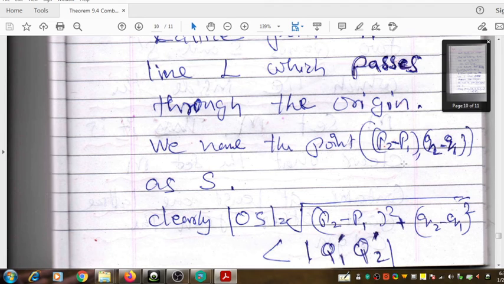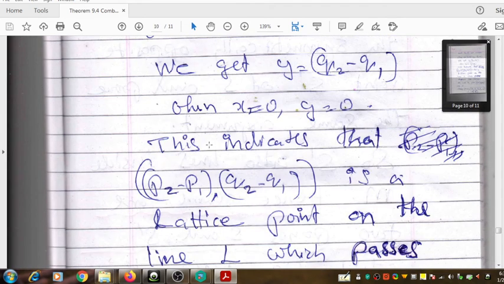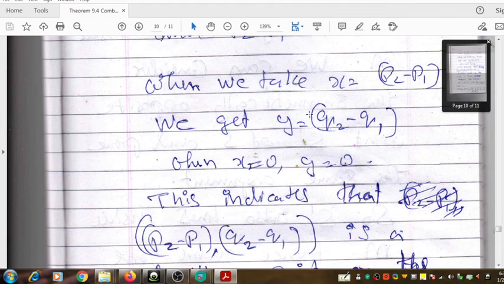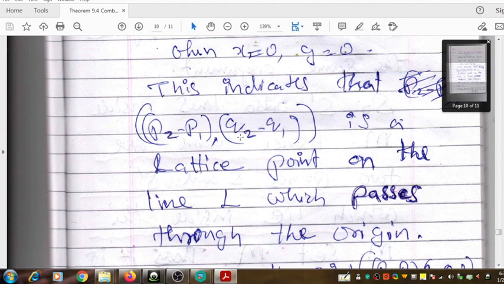We name the point, okay, and we name that point. You can read it here, and this indicates that when x equals 0, y equals 0, and when x equals P2 minus P1, we get y equals Q2 minus Q1. So okay, then let's go through the lines of the proof.